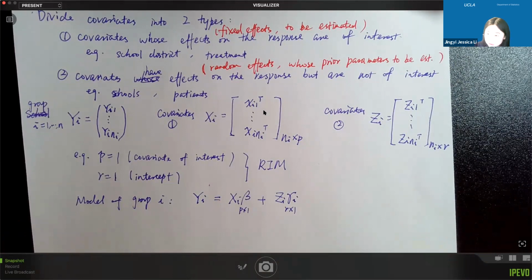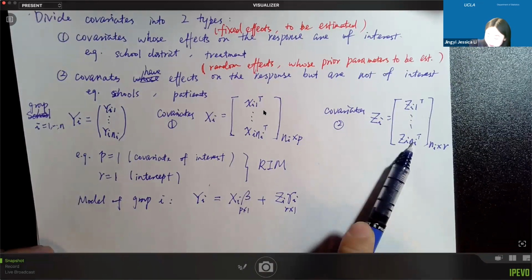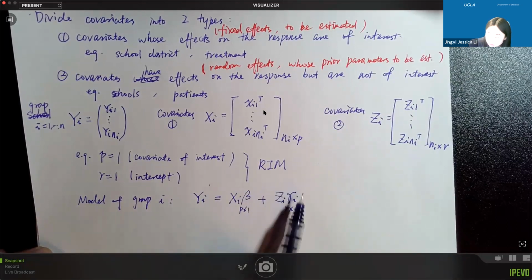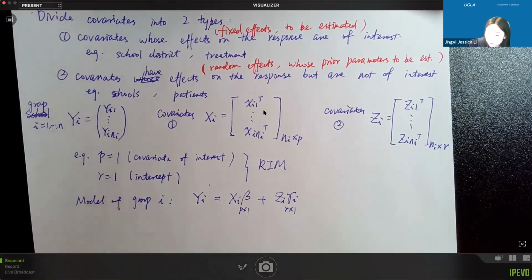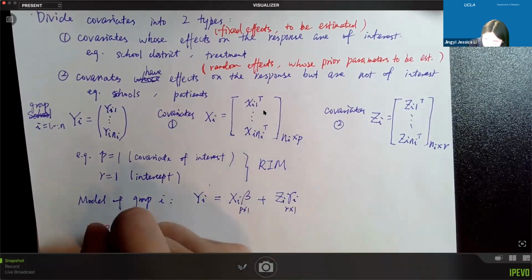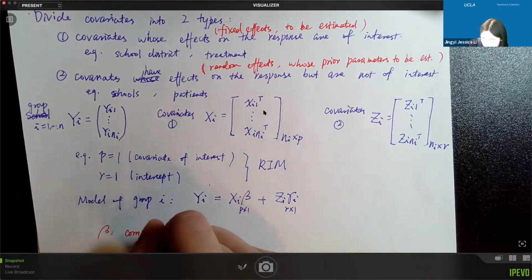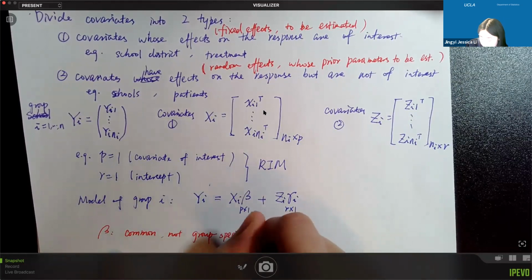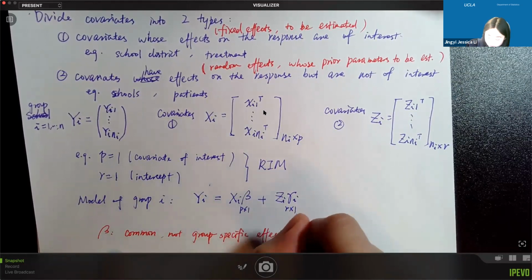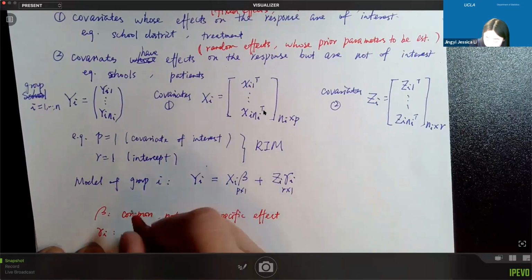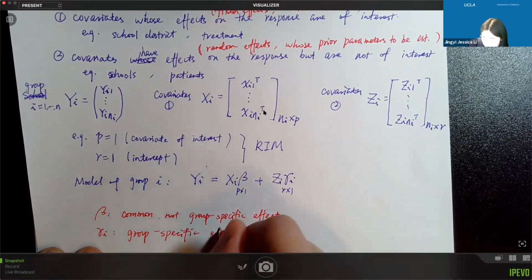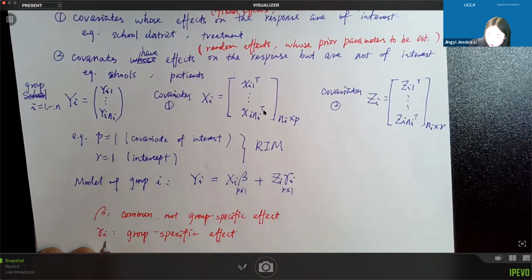And it is the thing we're assumed to be random. So like here, gamma i is the intercept of group i in our random intercept model. So that's why gamma needs to carry i with it, because it's a group specific effect. So let's say that beta is a common, not group specific effect, while gamma i is a group specific effect. Because our i can go from 1 to n.